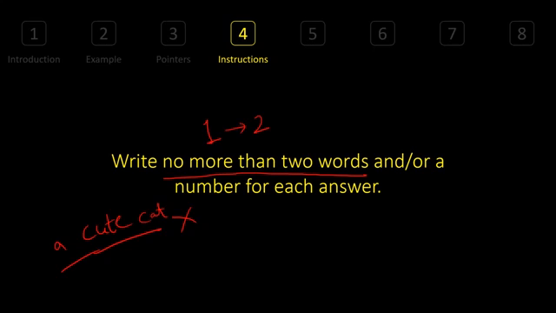What if they have mentioned not more than 4 words? Then 4 words are allowed. So you can have 1, 2, 3 or 4 max. You cannot write more than 4 words. Now what is this last part? And or a number for each answer.